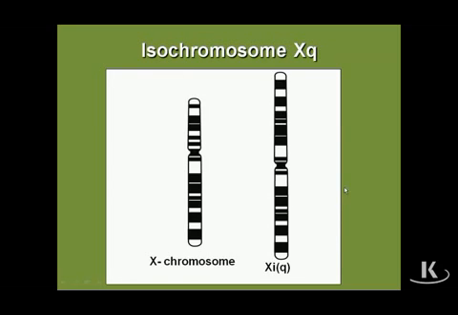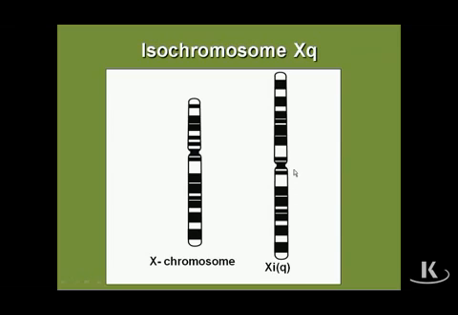The last kind of structural alteration illustrated in this chapter is an isochromosome. Isochromosomes are chromosomes that either have two P arms stuck together or two Q arms stuck together. This picture illustrates an isochromosome of X having two Q arms of X stuck together.